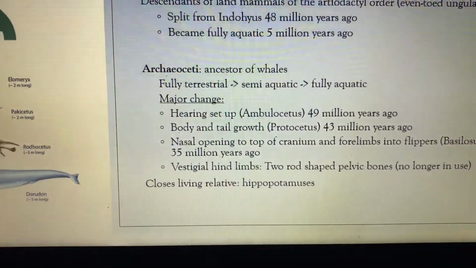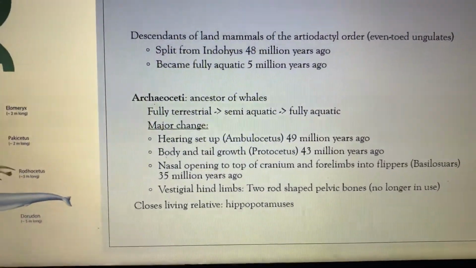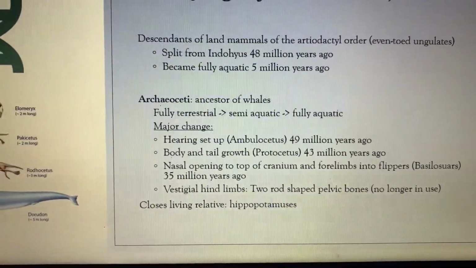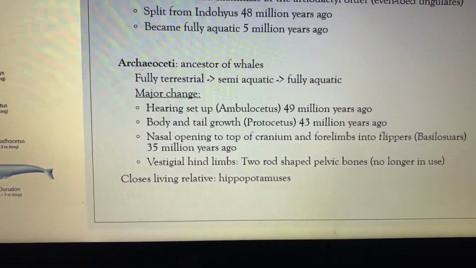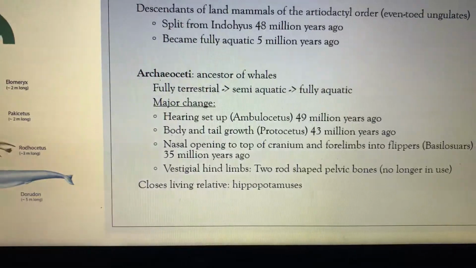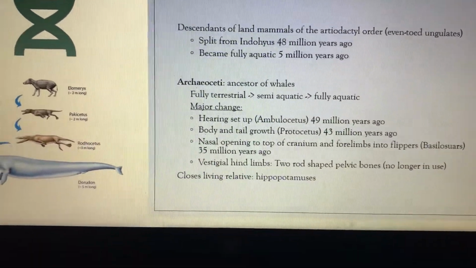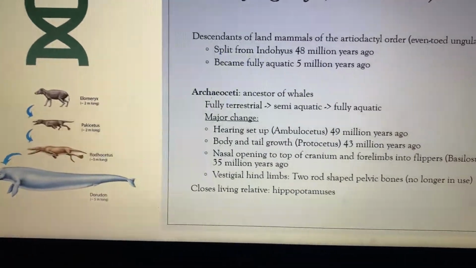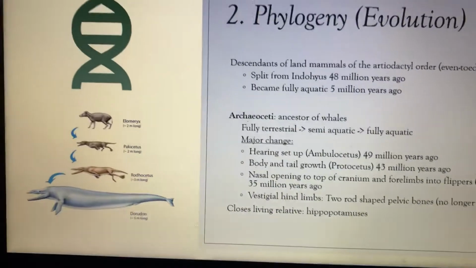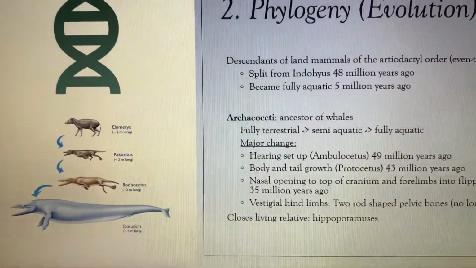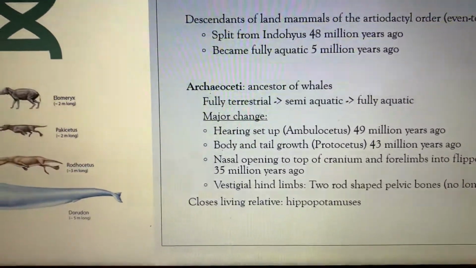And then we're going to talk about the vestigial hind limbs. These are the 2 rod-shaped pelvic bones inside of a dolphin. These limbs are no longer in use, but it is believed that the limbs must have been used in the past, but they just haven't evolved out of the dolphin's body. The closest living relative to the Archaeoceti is the hippopotamus.